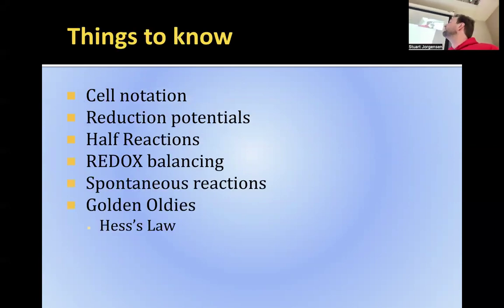Here's your stuff. Hess's law, delta H, enthalpy. Can it be extra credit? Maybe, we'll see. Then reduction potentials, finding E cell. Writing your half reactions, balancing redox. And then we've got our calculations using spontaneous formulas, delta G, K, and E cell.